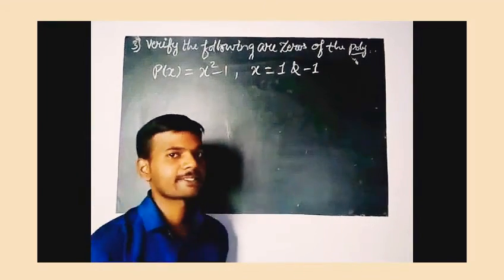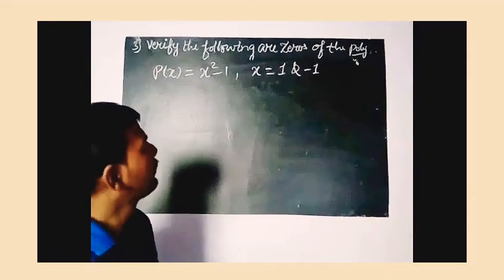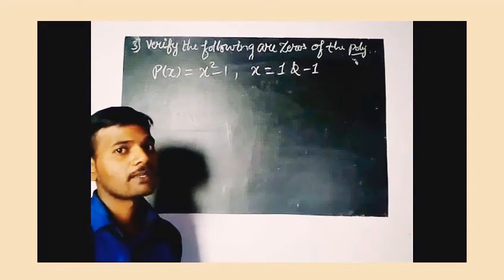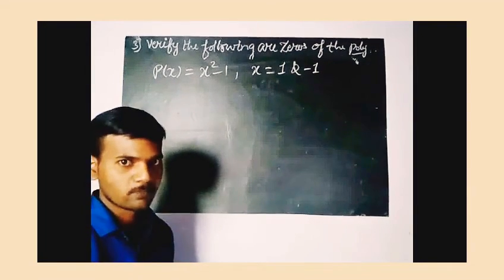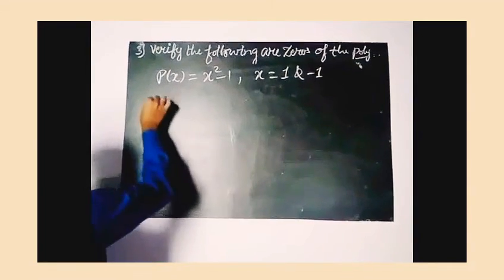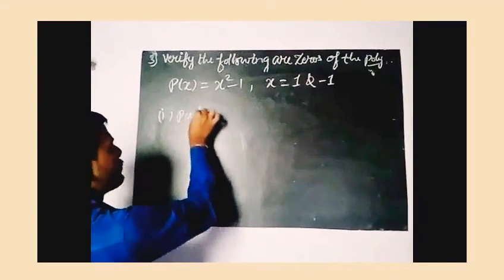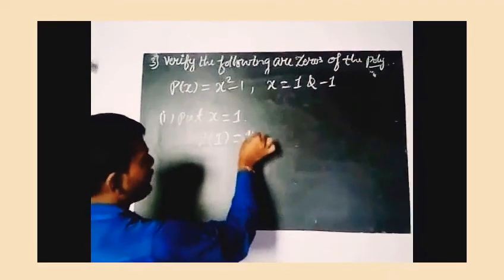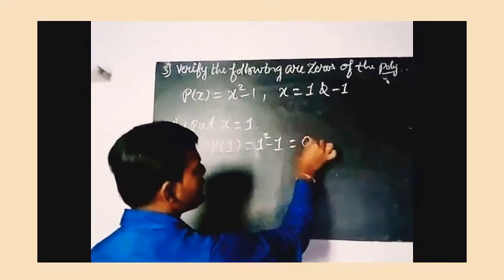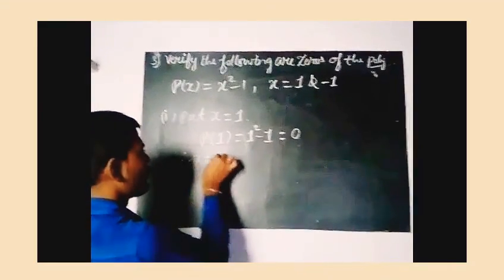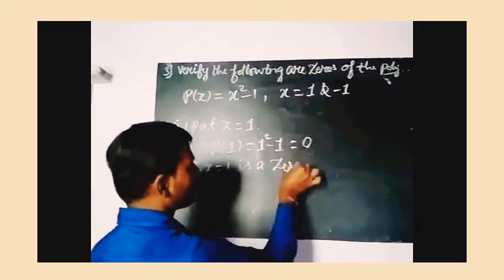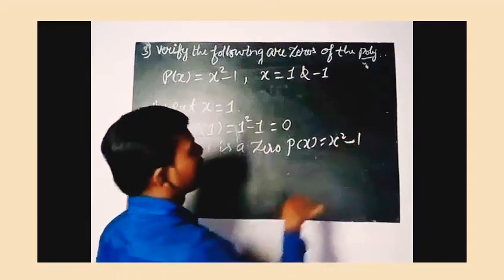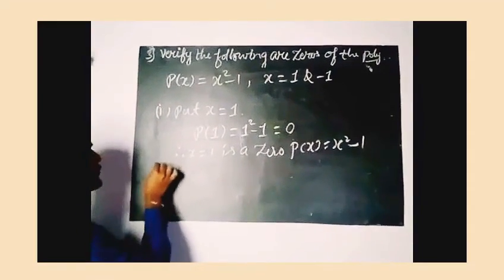We shall discuss the next example: verify the zeros of the polynomial p of x is equal to x square minus 1 for x is equal to 1 and x is equal to minus 1. Let me check. Put x is equal to 1 firstly. P of 1 is equal to 1 square minus 1. 1 square minus 1 is 0. Therefore, x is equal to 1 is a zero of p of x is equal to x square minus 1.